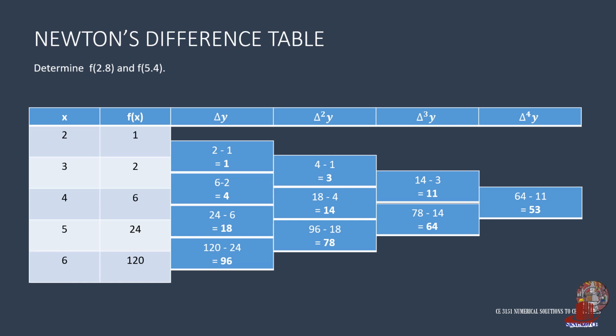Lastly, delta raised to 4y has 64 minus 11, giving 53. With the first f of x as 2.8, we are going to use Gregory-Newton's forward interpolation, where the leading forward differences will be applied. For f of 5.4, having these located at the rear end of the dataset calls for the use of Gregory-Newton's backward interpolation, where the coefficients of the leading backward differences are used.